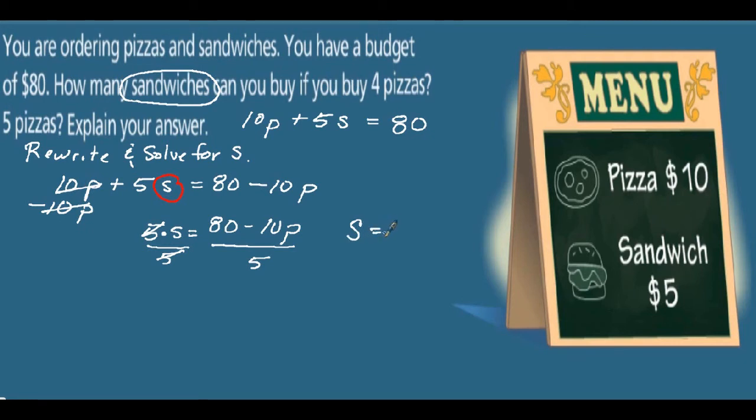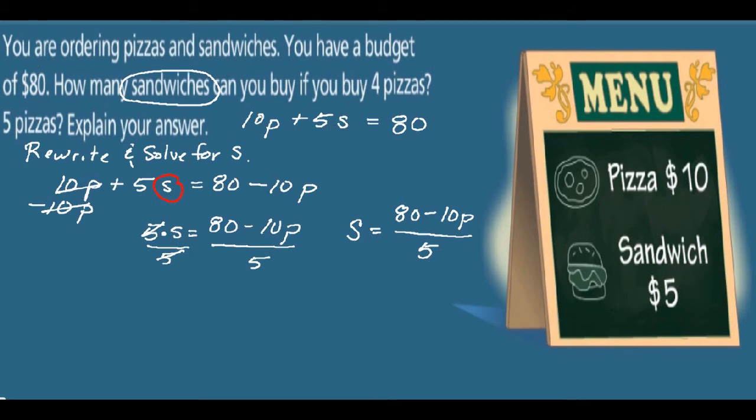And so our equation is going to be here on the side. S, our sandwiches, are going to be 80 minus 10p, all divided by 5. So if I know p, the number of pizzas, then I can find the number of sandwiches I can purchase. See how rewriting now makes more sense. By rewriting this, it makes everything a lot easier to solve.